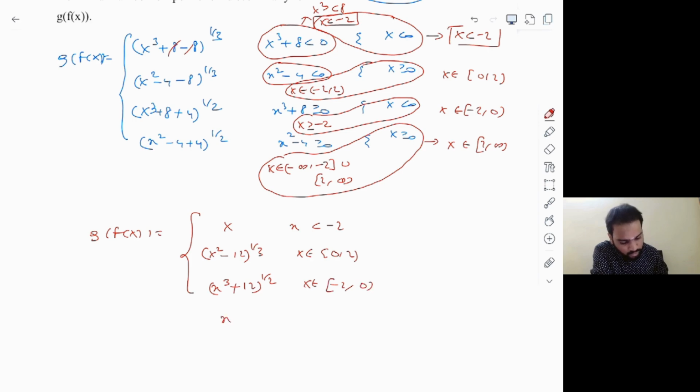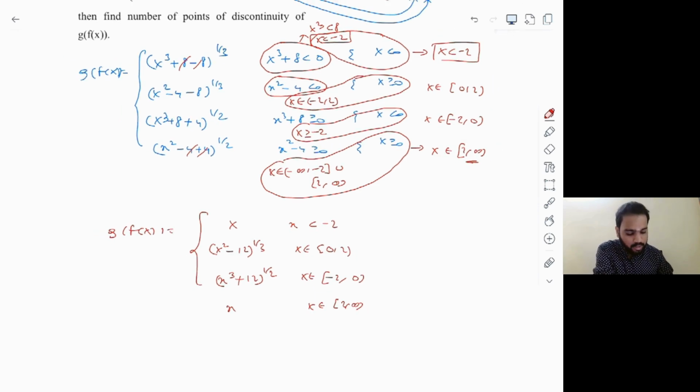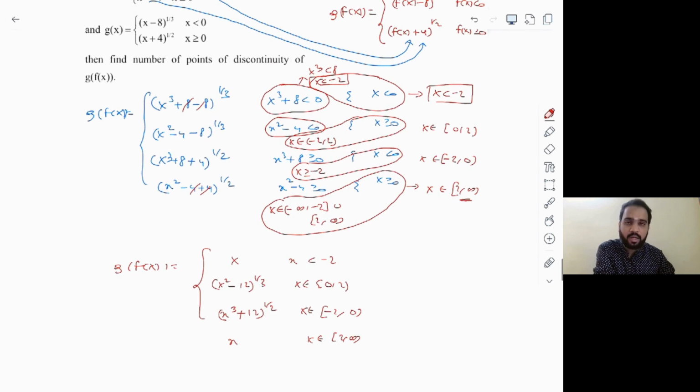And final case is plus 4 minus 4 gets cancelled. (x square) whole to the power of 1/2, which is actually mod x. But since x belongs to 2 to infinity, it should be x directly. And this is the case for x belongs to closed 2 to infinity. Now, since you have constructed the g of f of x function, at last what you are supposed to check is the points of discontinuity of g of f of x, right?